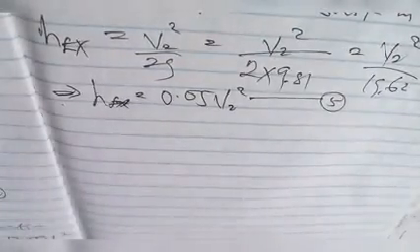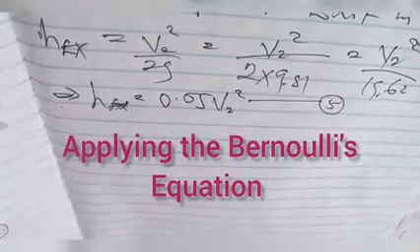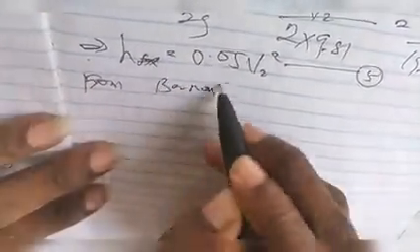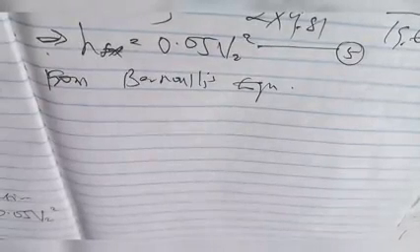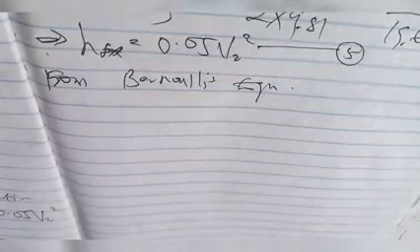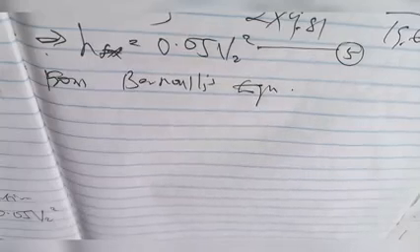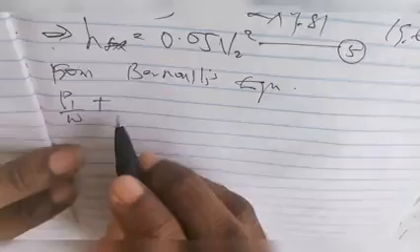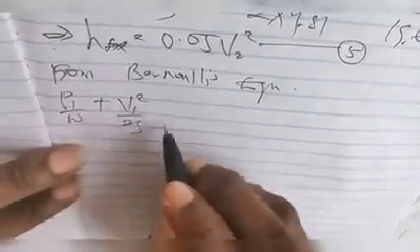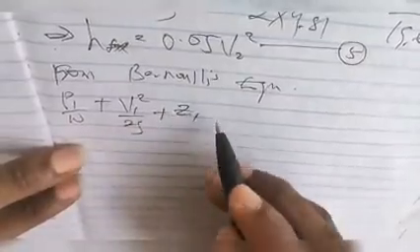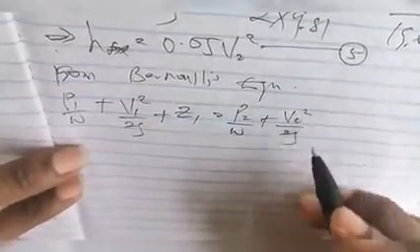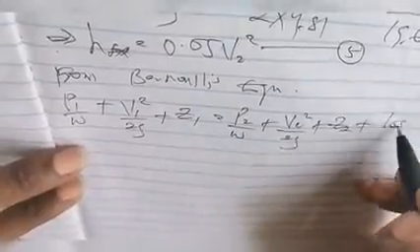Alright, so we are done with all the head losses. We need to now employ Bernoulli's equation. Now, what is Bernoulli's equation? From Bernoulli's equation, the sum of the pressure head, kinetic head, and potential head at one section of the pipe equals that at the other section of the pipe plus all the losses. So we have P1 over specific weight plus V1 squared over 2g plus Z1, and that's equal to P2 over specific weight plus V2 squared over 2g plus Z2 plus all losses.